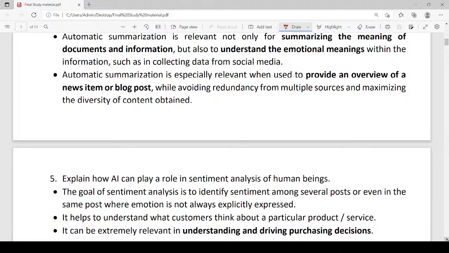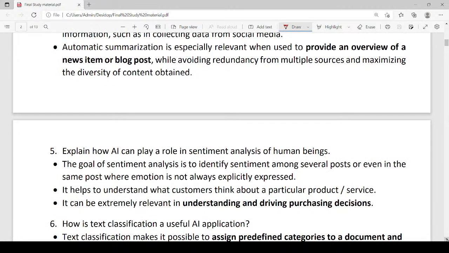So when we take Twitter, we see a lot of tweets there. So understanding what emotion is expressed explicitly behind that. This actually helps in understanding whether the sentiment is positive, negative, or a neutral sentiment. And this extremely helps in understanding and driving purchase decisions.